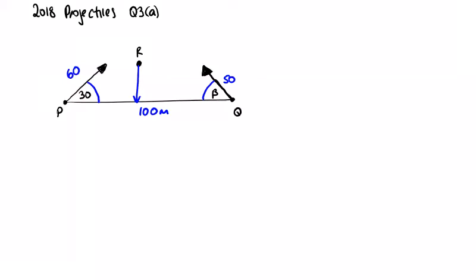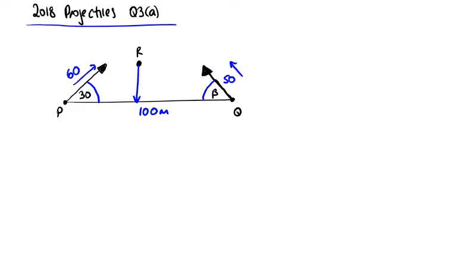2018 Projectiles question 3a. We're given this diagram. We're told a particle is projected from a point P with speed 60, going in this way, at an angle of 30 to the horizontal. And at the same time, a second particle is projected from Q over here with a speed of 50.